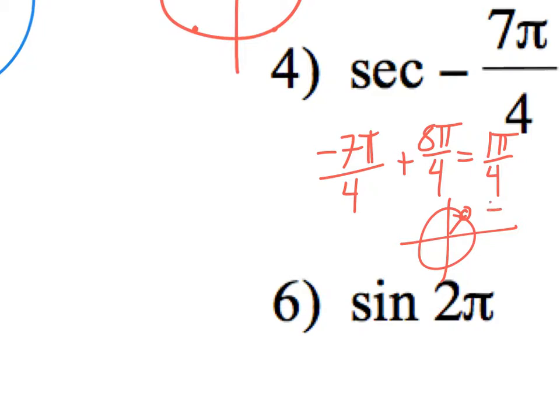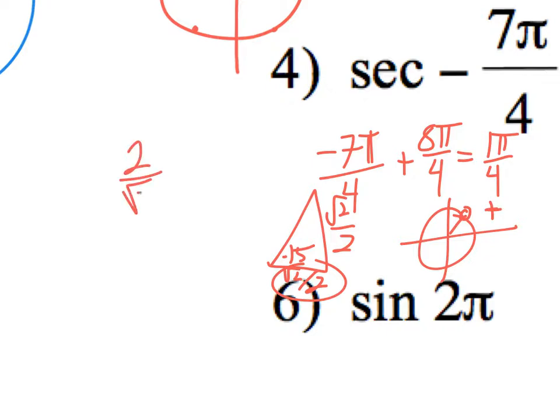Cosine is positive in the first quadrant. Cosine of pi over 4 is going to be root 2 over 2 because we're dealing with a 45-degree angle. So if cosine is root 2 over 2, secant is 2 over root 2, or the square root of 2.